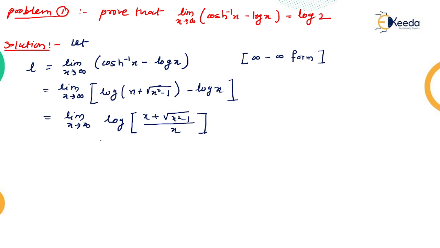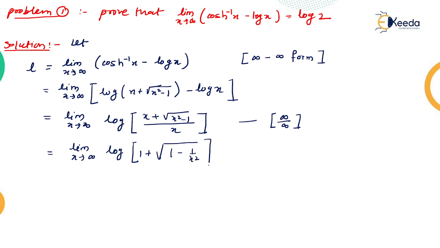Now check which form it takes. When we replace x with infinity, clearly we get the infinity by infinity form. Therefore, to apply L'Hospital rule, we take the limit as x tends to infinity of log of (1 plus the square root of 1 minus 1 upon x squared), separating the denominator. Now you operate the limit directly.